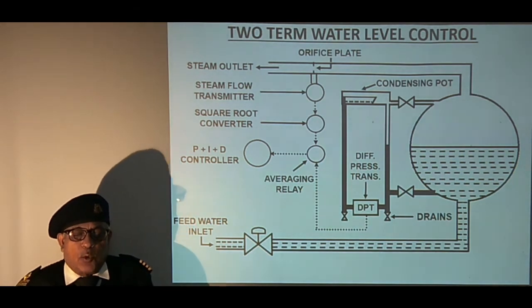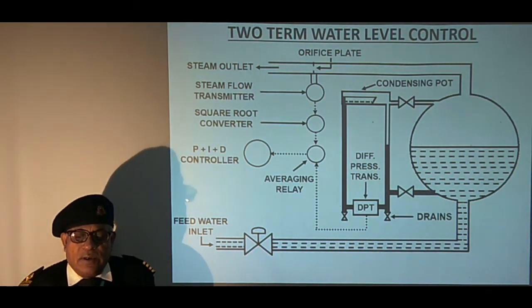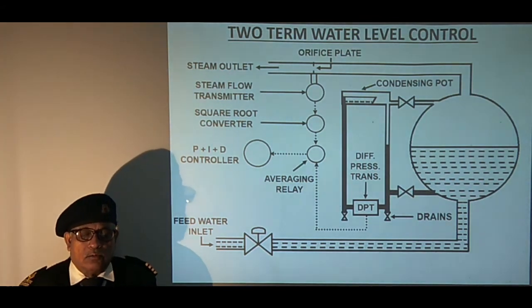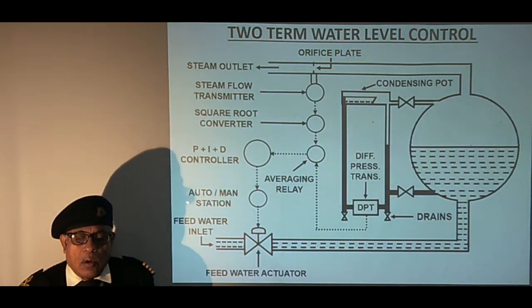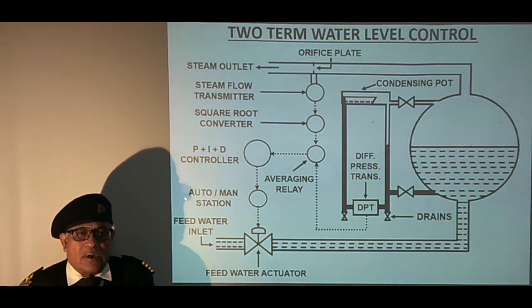Averaging relay compares both linear signals and feeds output to the PID controller to increase or decrease water level depending on increasing or decreasing load. PID controller compares the measured and set values and sends the correcting signal to the feed water actuator through the auto manual station. Auto manual station provides the option to control the water level manually if the automatic control system malfunctions.